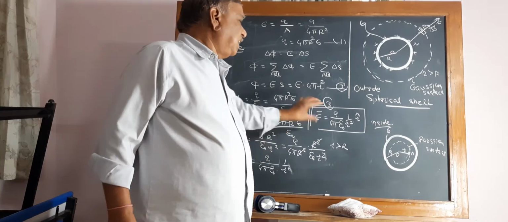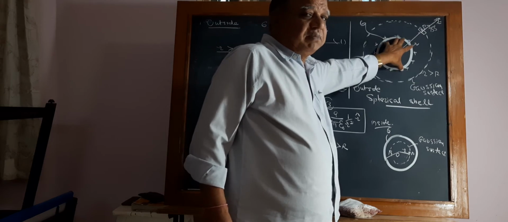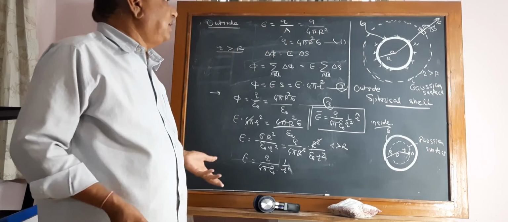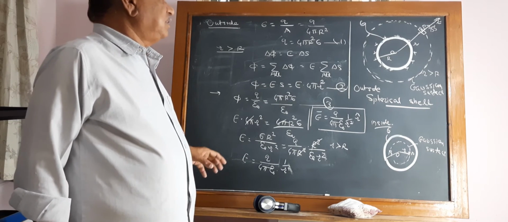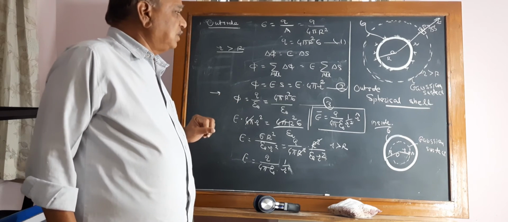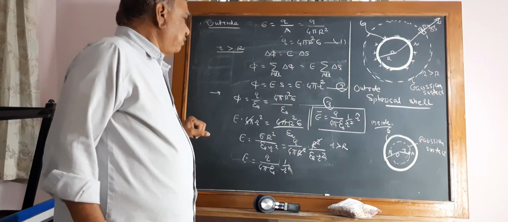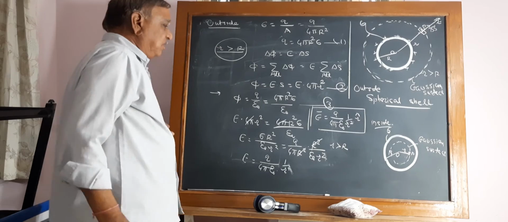Here also we can say if the charge is positive, sigma positive, then the field lines are radially outwards. If negative, then radially inwards. That is the case for a spherical shell, only for outside, meaning the condition r is greater than R.